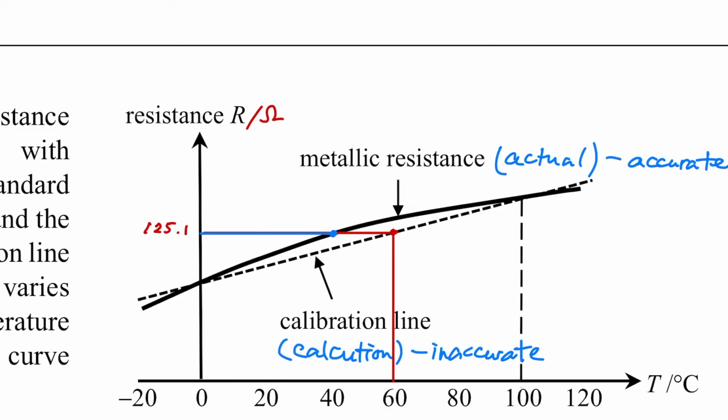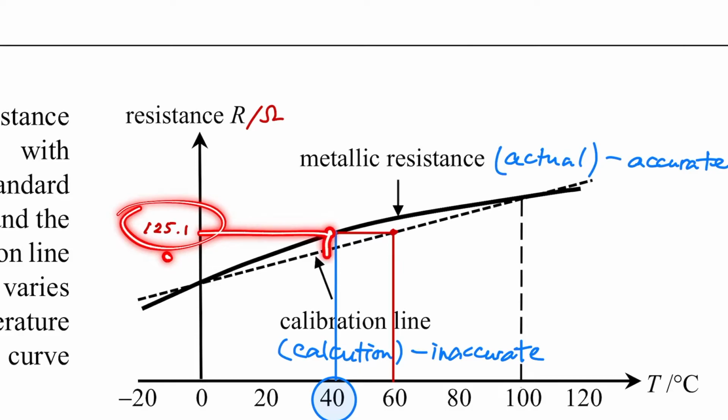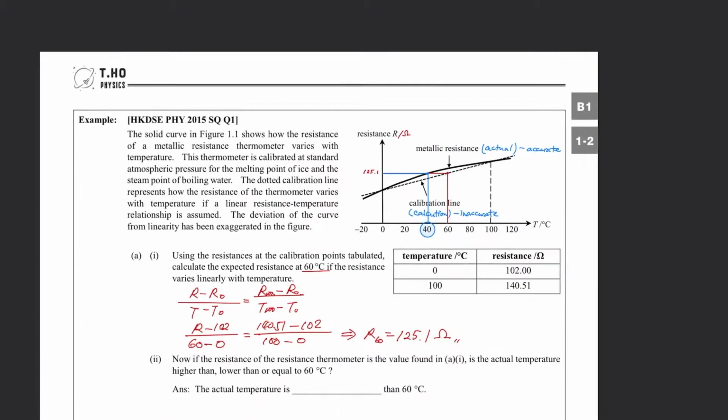So actually, according to the actual variation, it should come to this point. And what should be the temperature? We can read it by drawing a straight line here. So that means if the resistance is 125.1 ohm, the actual temperature should be 40 degree, not 60 degree.